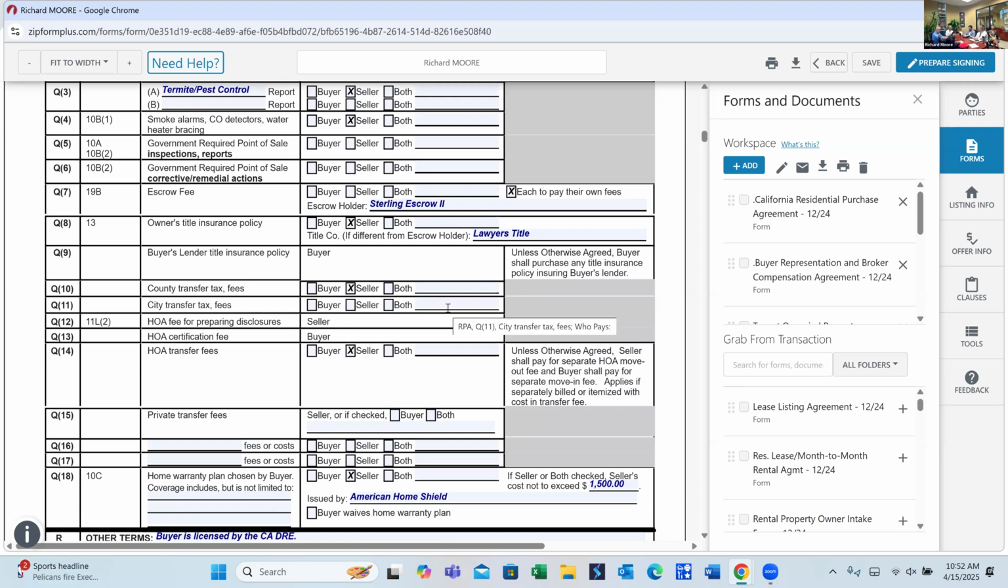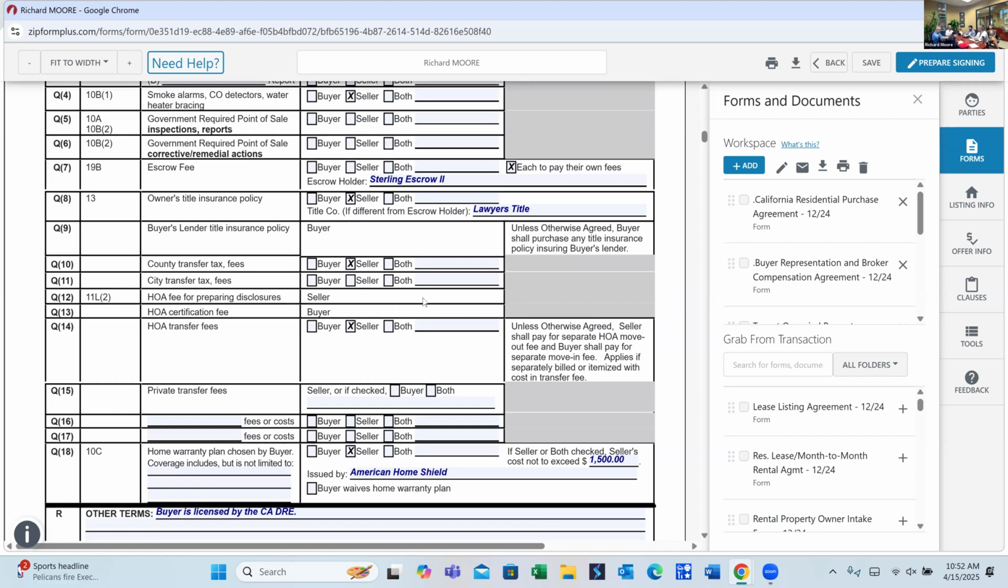Then Q10, county transfer tax and fees. It's customary the seller pay, and that's $1.10 per thousand. In certain areas of LA, it's $4.40 per thousand. Yeah, it's crazy.